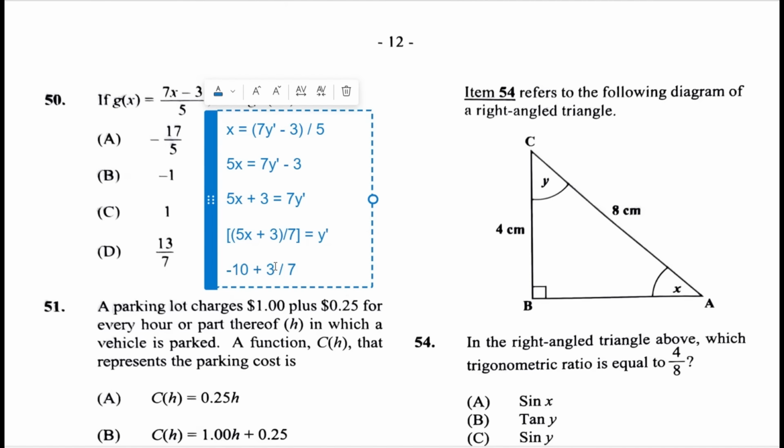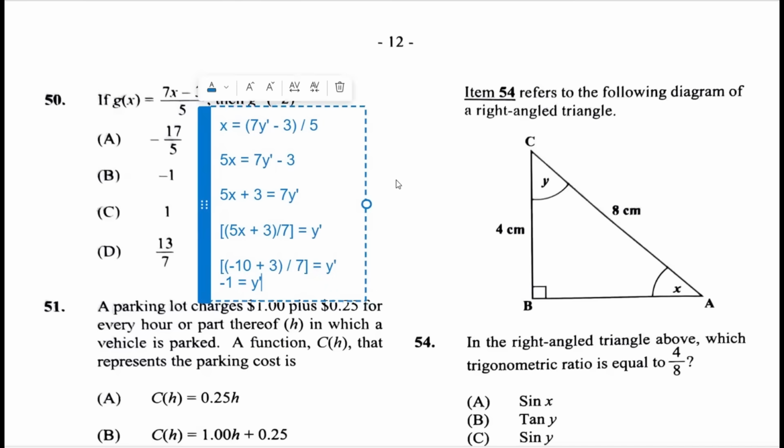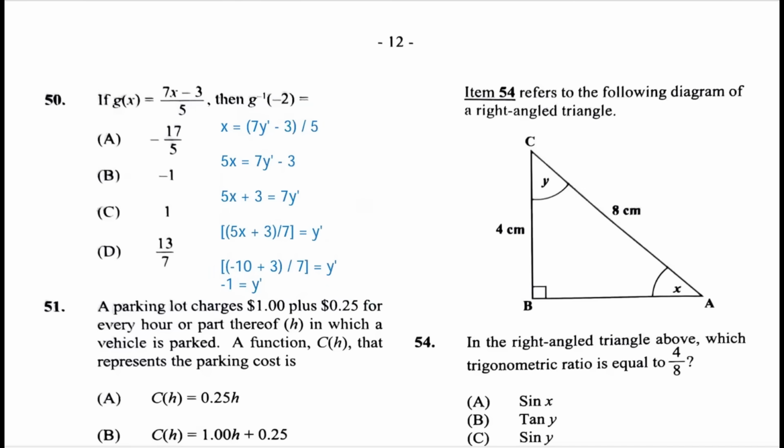All divided by 7. Minus 10 add 3 is minus 7. Minus 7 over 7 is minus 1, which is equal to y. Okay, so it was a little bit trying, but we got it. That is B as in bat.